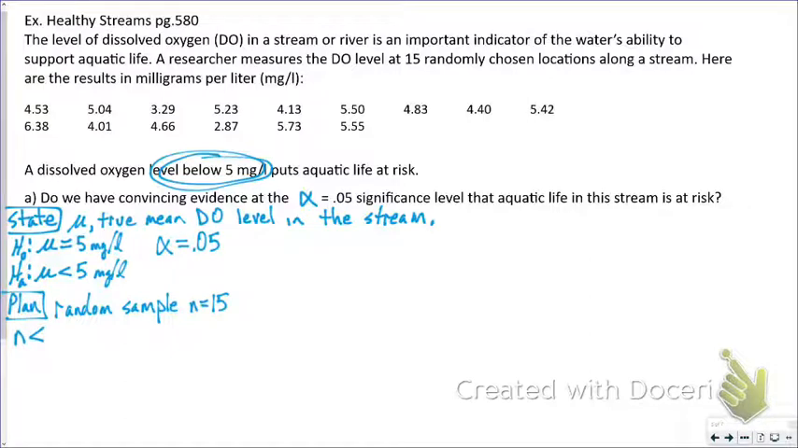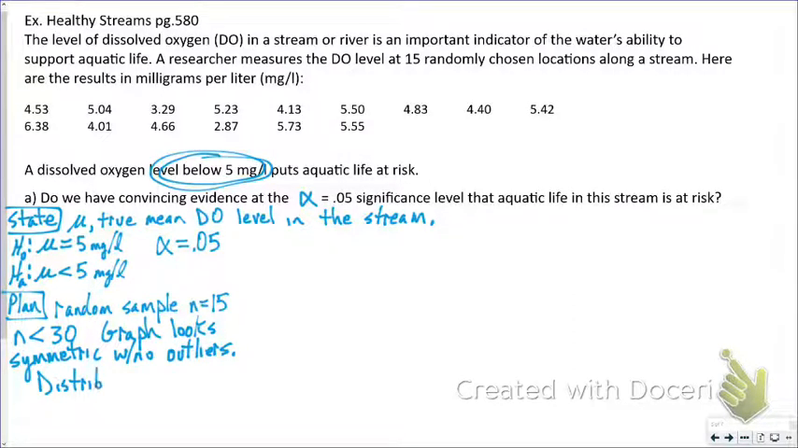N is less than 30. Graph, dot plot, box plot, whatever you want to reference, looks symmetric with no outliers. If you were to reference that normal probability plot, you would say dots look linear, very close to the normal line. And that's it. The distribution is approximately normal.